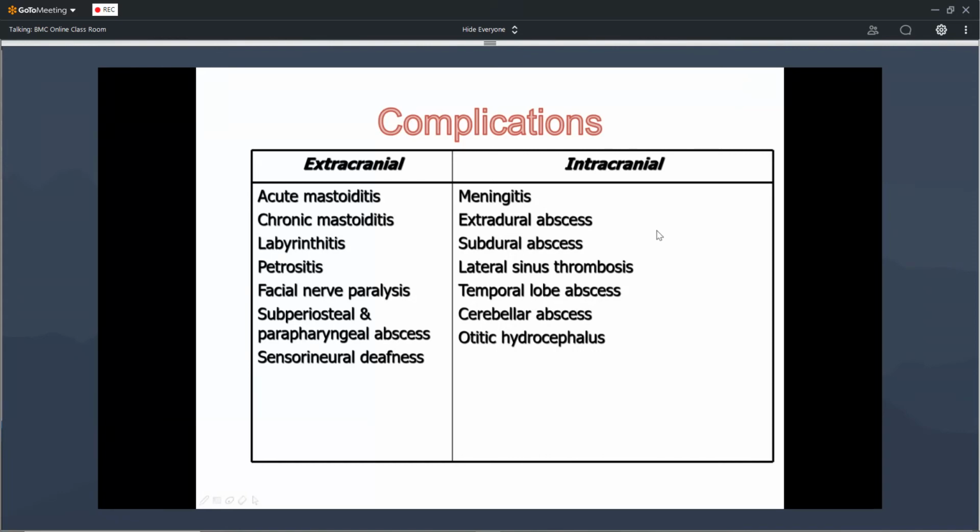These broadly divide into extracranial and intracranial. In extracranial: mastoiditis, labyrinthitis, petrositis, and facial nerve paralysis. Intracranial: meningitis, extradural abscess, subdural abscess, lateral sinus thrombophlebitis, cerebellar abscess or temporal lobe abscess, and otitic hydrocephalus. So these are the complications of ASOM and also CSOM.